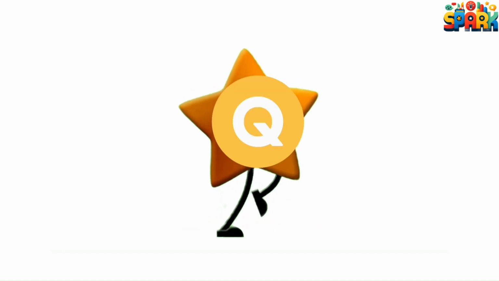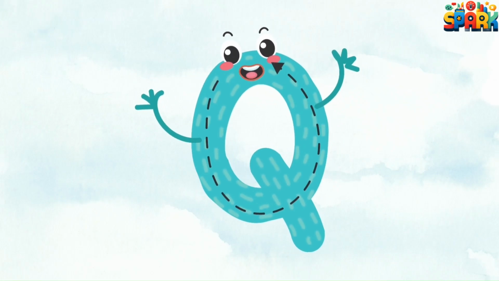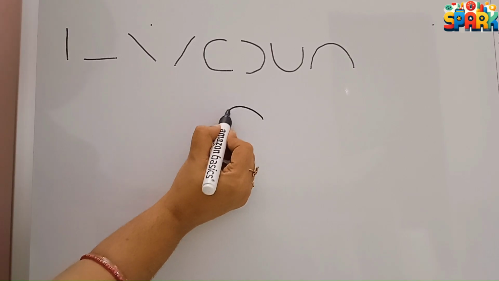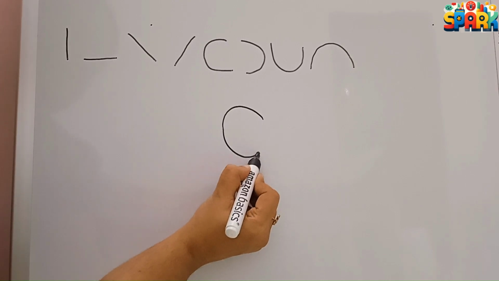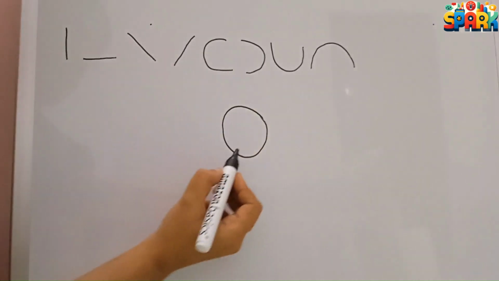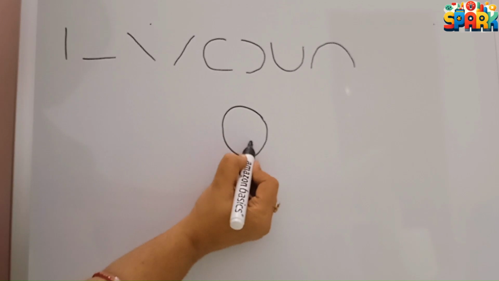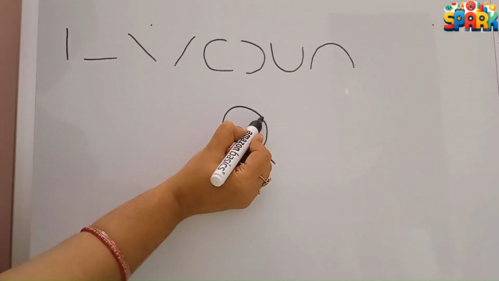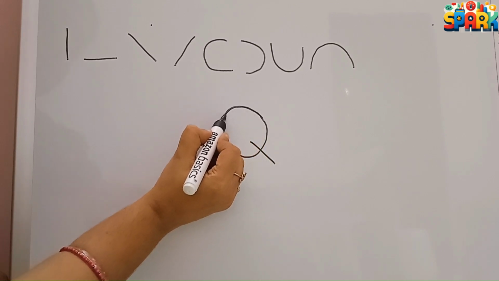Now it's time for Q. This is the letter Q. Let's trace it together. Tracing Q is easy too. Just draw a circle like this. Then draw a small slanting line like this. It's Q. Let's trace one more time together.